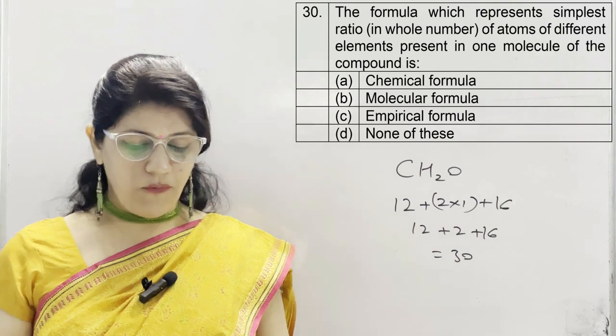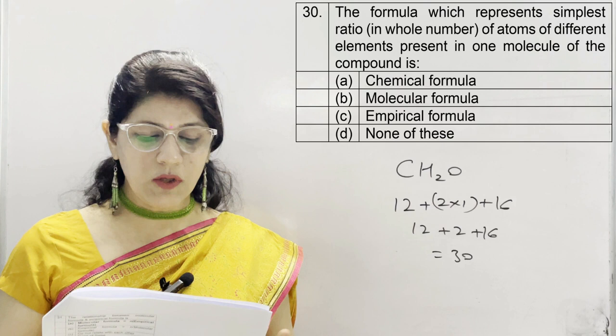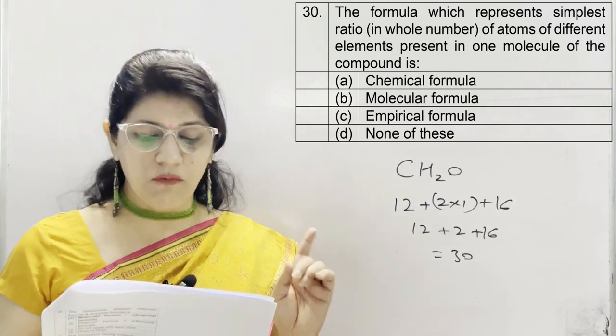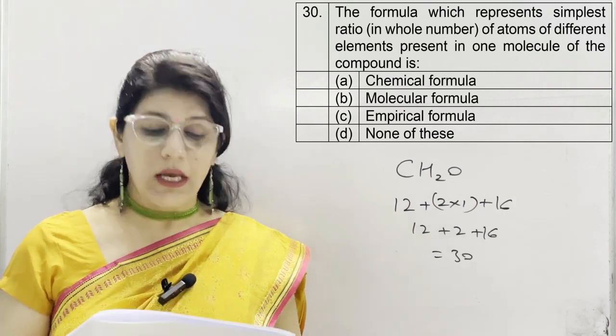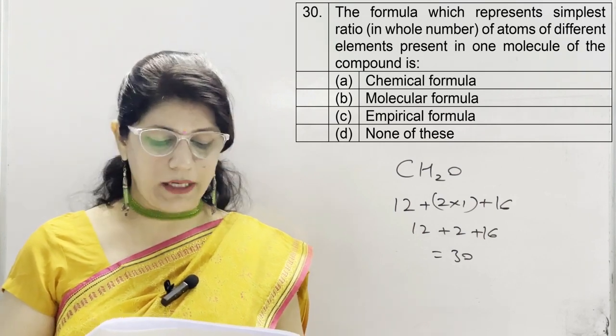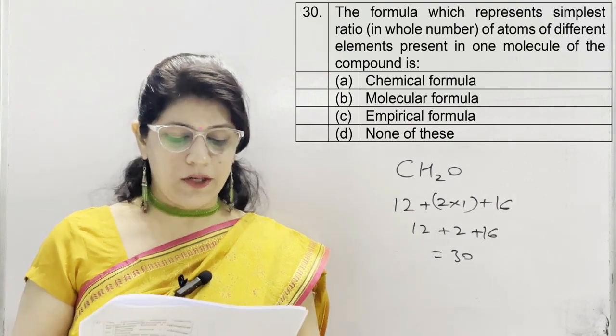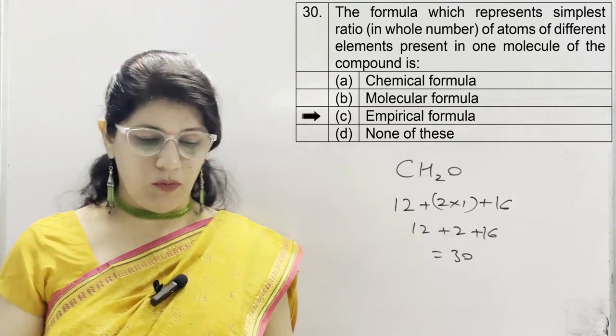Question number 30. The formula which represents the simplest ratio in whole number of atoms of different elements present in one molecule of the compound is: A is chemical formula, B is molecular formula, C is empirical formula, and D is none of these. But here the word simplest ratio is written. So correct option is C, which is empirical formula.